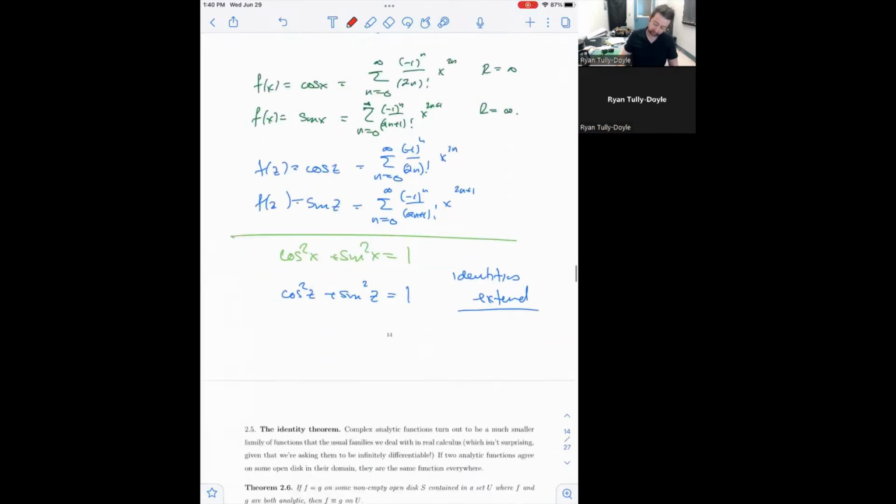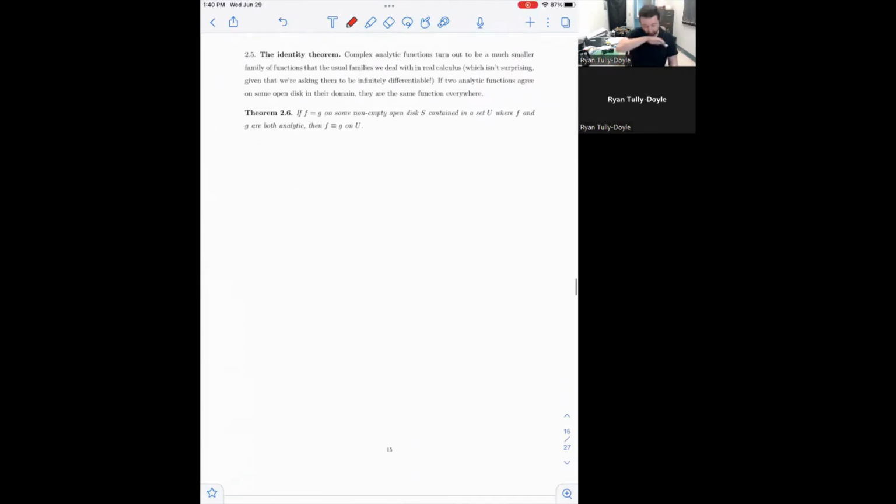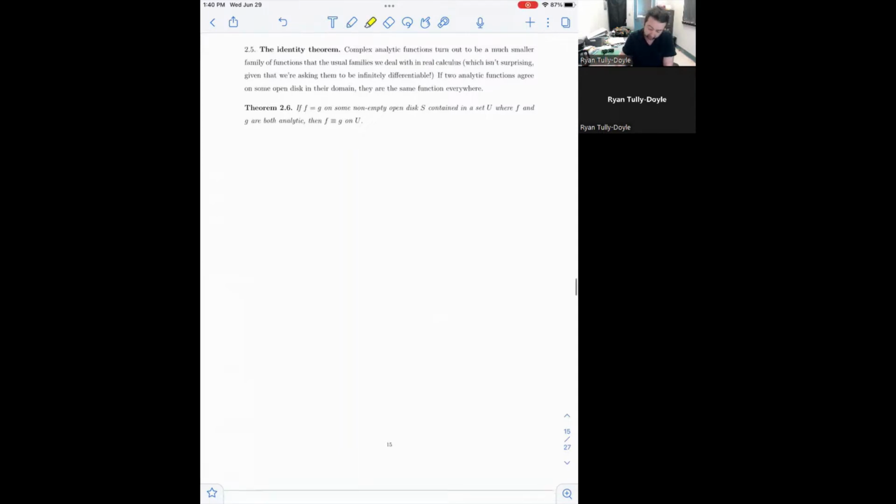Okay, so the final thing I want to talk about today is what's called the identity theorem. What the identity theorem says is that complex analytic functions, there's not very many of them. They turn out to be a much smaller family of functions than the usual families we deal with in real analysis. And there's a reason for that.